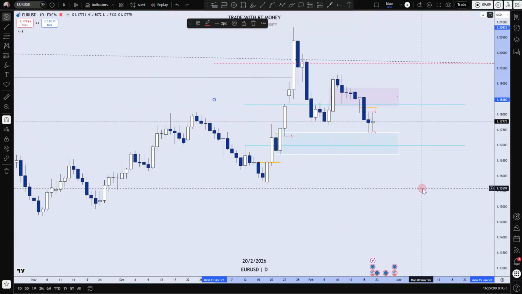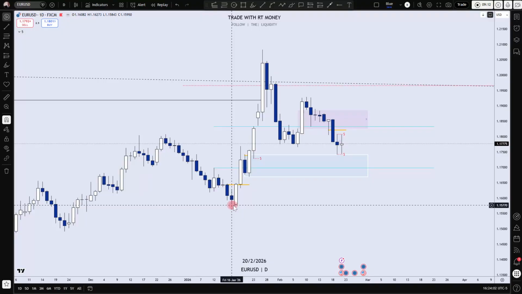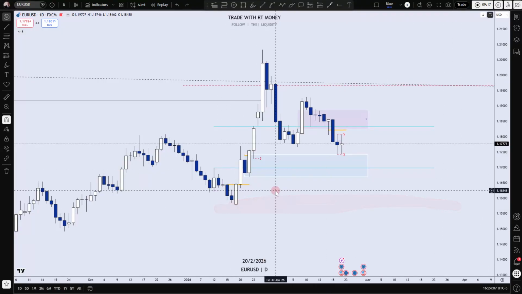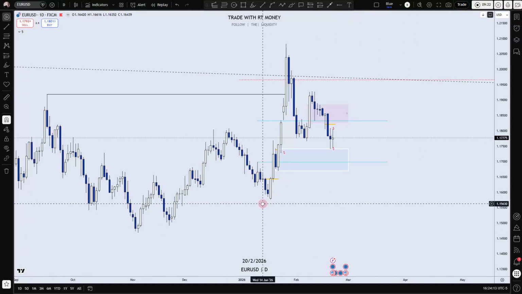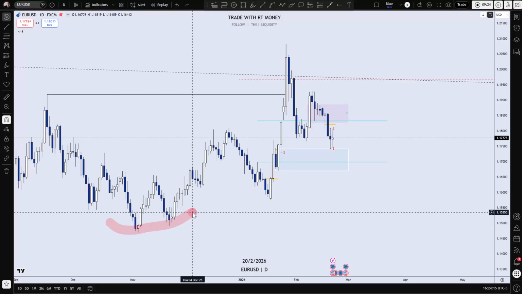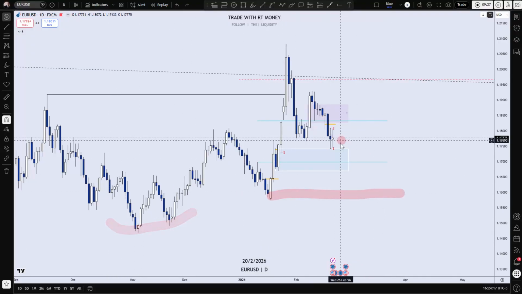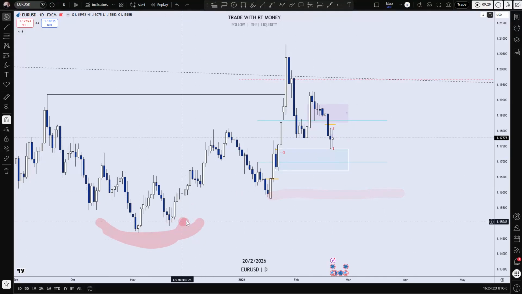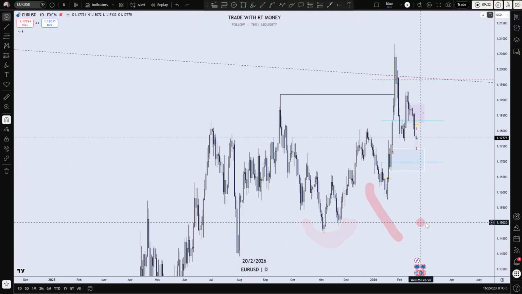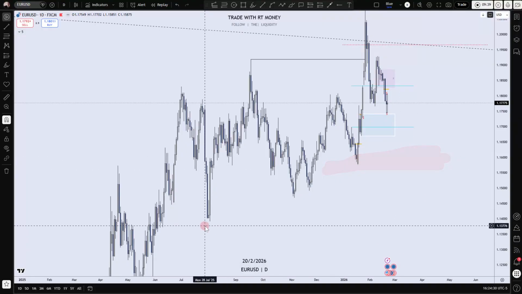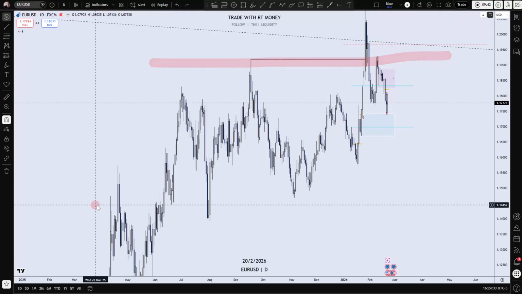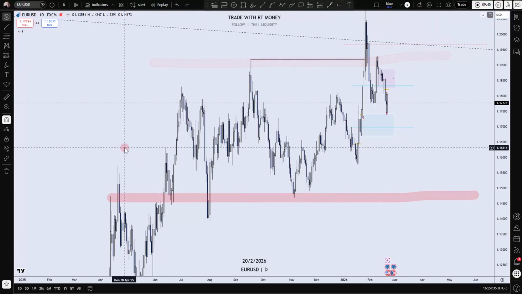Excuse me. Now we're going to the daily. What do I want to see? Like I said, I want to see this low get taken before I start considering longer term sells. Anything that happens here, this low being taken out, would confirm the move and the bearish bias from here. This consolidation here is really down to here.